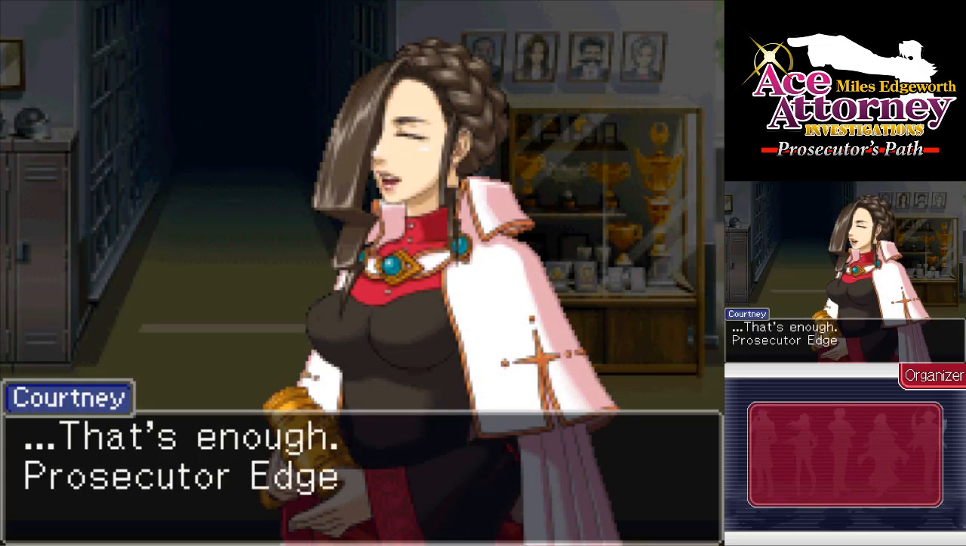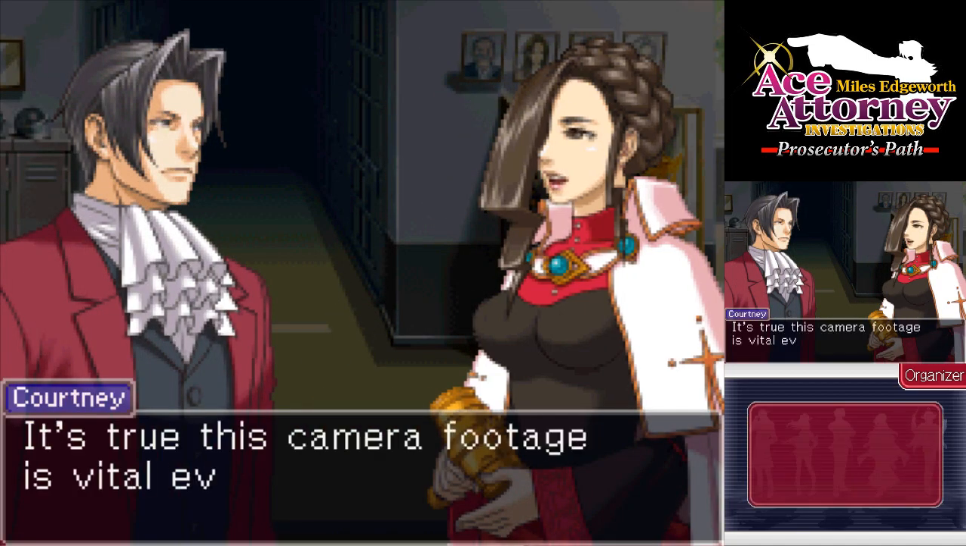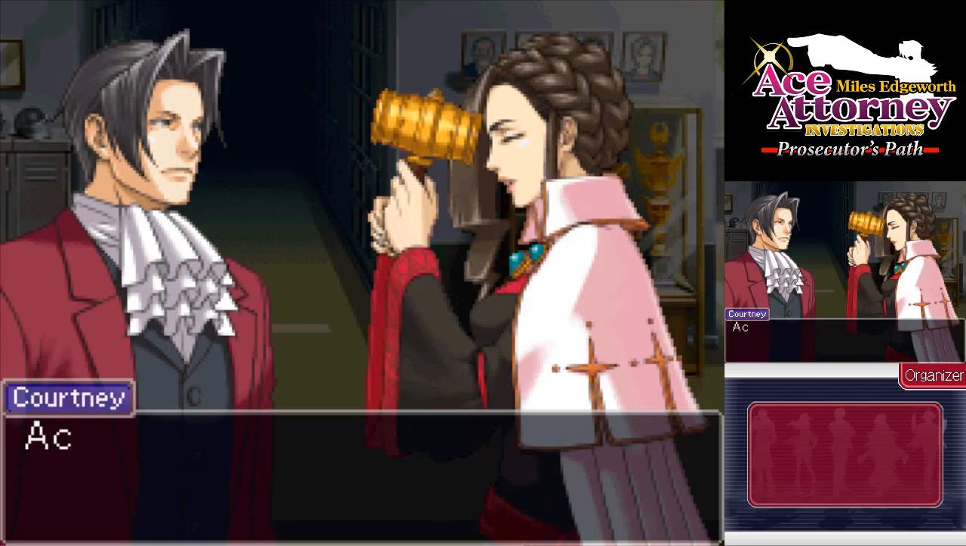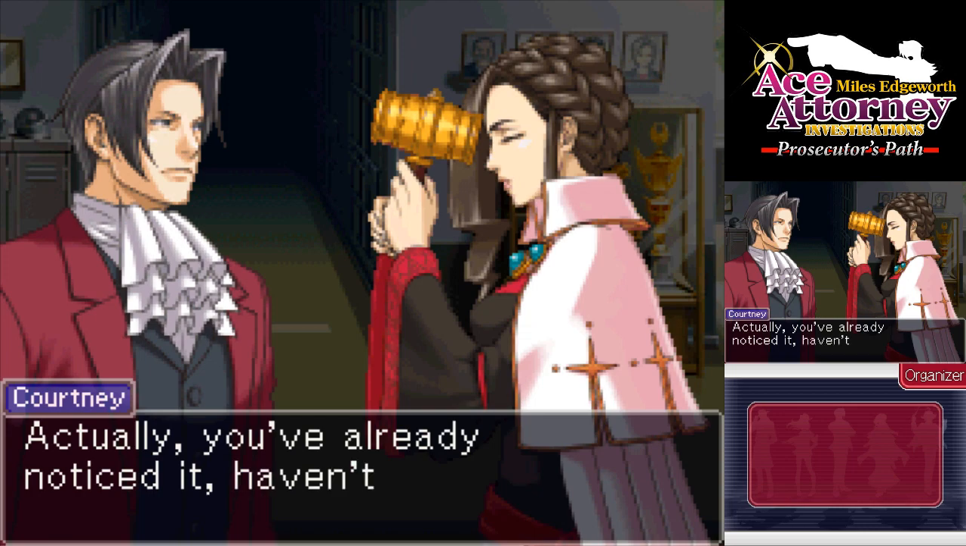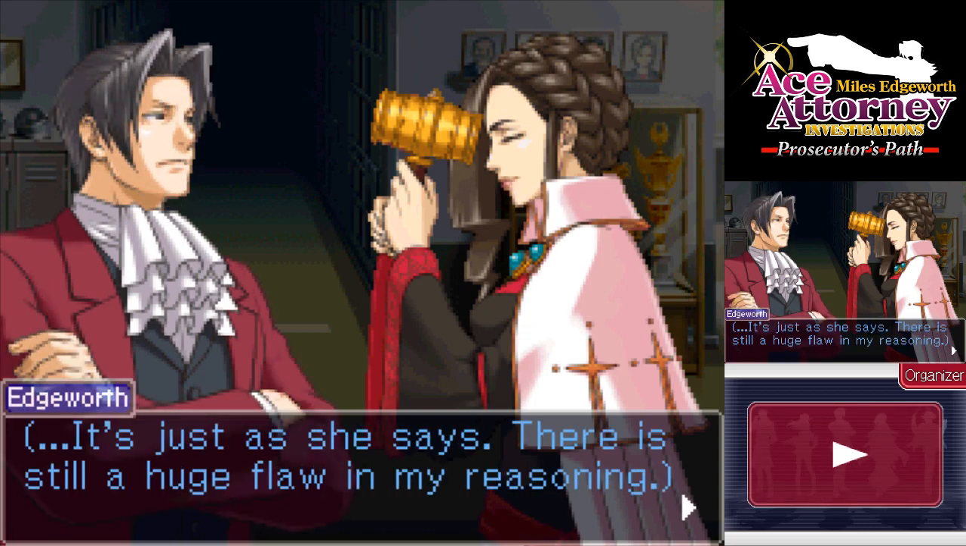Well, that's enough. Prosecutor Edgeworth. Judge Courtney. It's true this camera footage is vital evidence. However, there is something else you must prove. Actually, you've already noticed it, haven't you? It's just as she says, there is still a huge flaw in my reasoning.